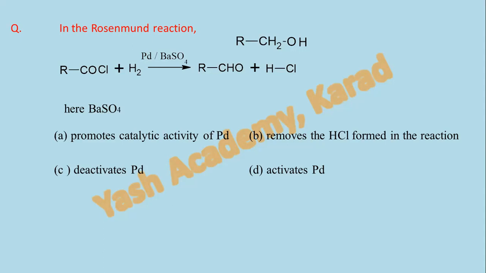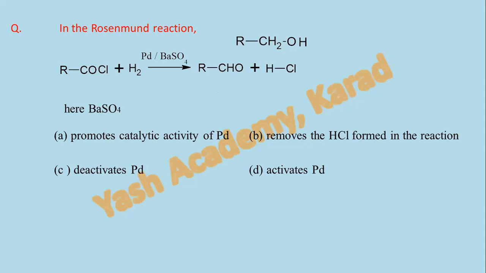Palladium acts as a catalyst, so its surface is covered by barium sulfate. So a very small amount of hydrogen gas is adsorbed on its surface. So it becomes deactivated. The surface of Pd becomes deactivated. As less hydrogen gas is adsorbed, the full reduction is not observed in this reaction, but partial reduction is observed. So the aldehyde is obtained as the final product in this reaction.